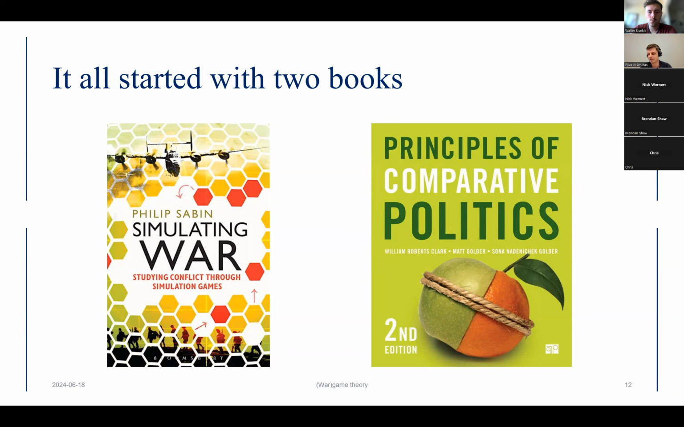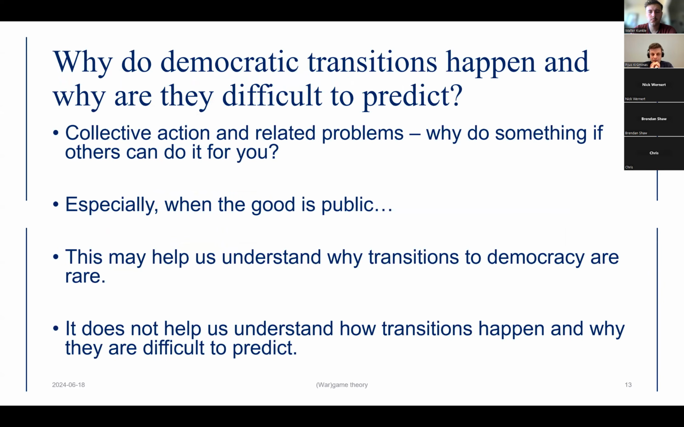Now, comparative politics, as you usually know, deals with the political processes that happen within a country, not between countries. So it's not really about wars. It's not international relations, which is a more relevant topic. But one of the topics specifically piqued my interest and resonated well with what Professor Sabin discussed in his book, which is when we talk with students about democratic transition. So there are two questions: how do they happen, and why are they difficult to predict?